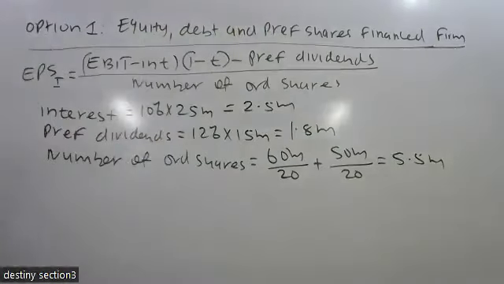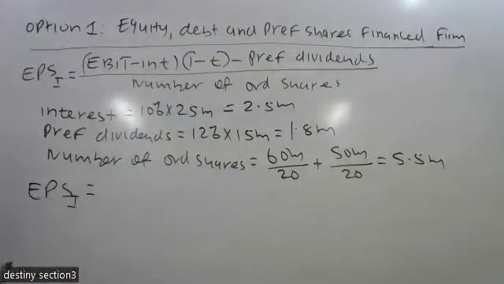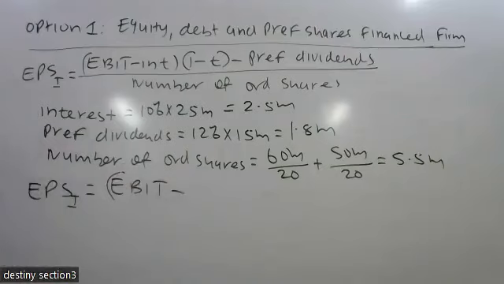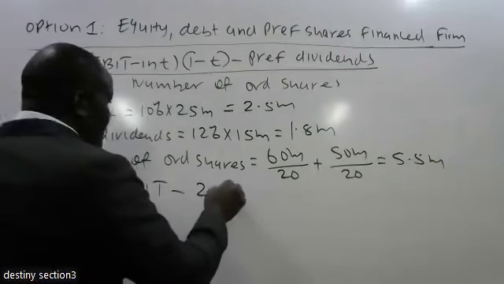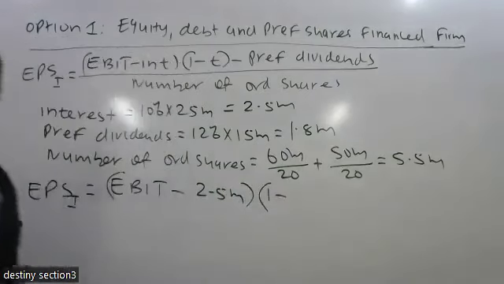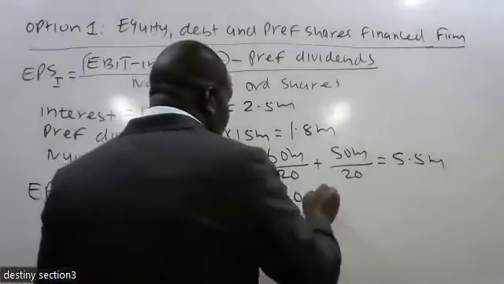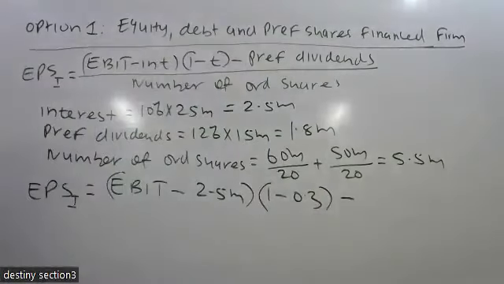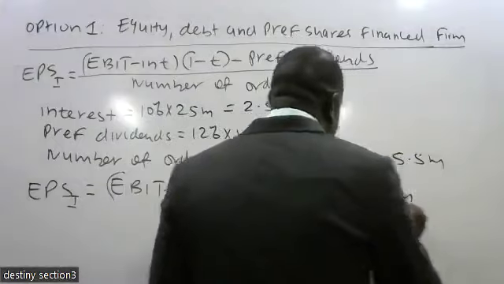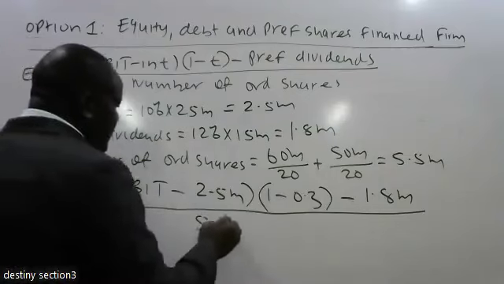So now after that, we go back to our equation. Earnings per share for option one should be equal to earnings before interest and tax. We subtract interest, which is 2.5 million. Then the corporate tax was given as 30% in the question, which is the same as 0.3. Then we also subtract the preference dividends, which we got as 1.8. Then we divide by the number of ordinary shares, which is 5.5 million.